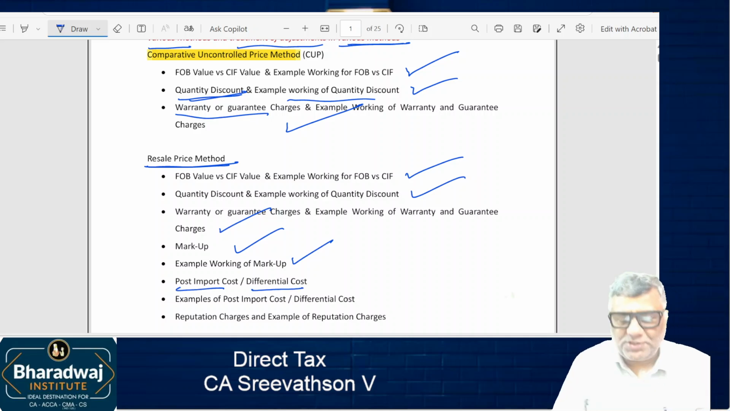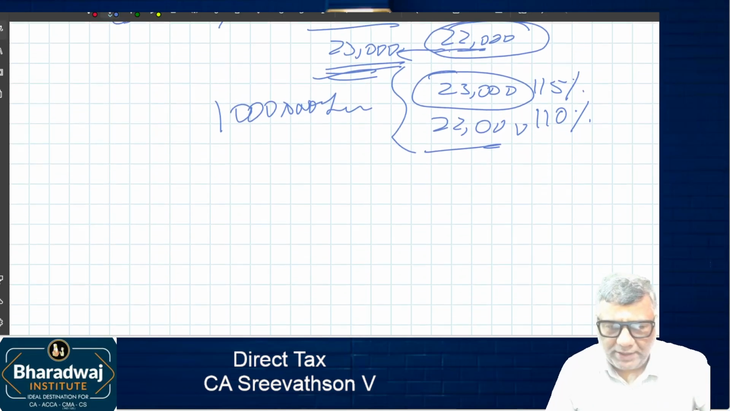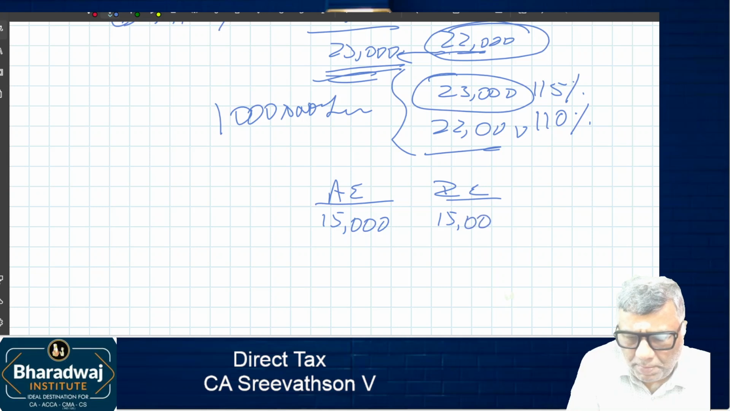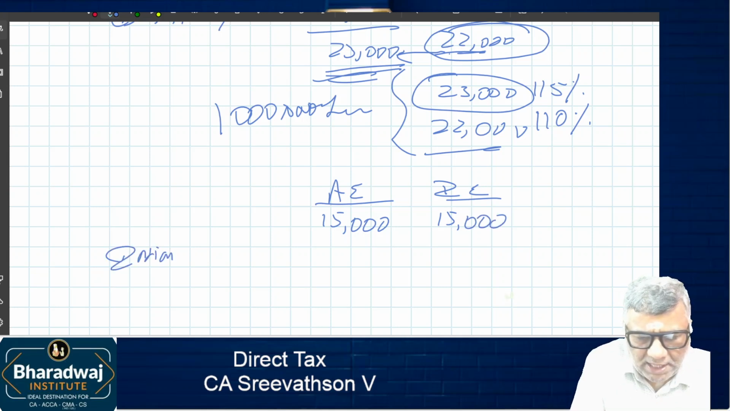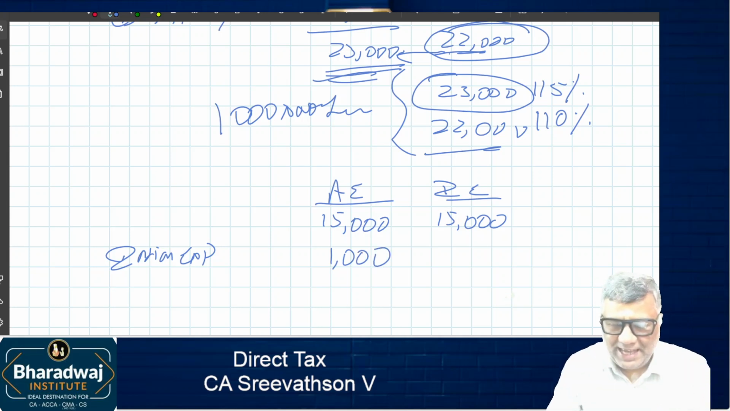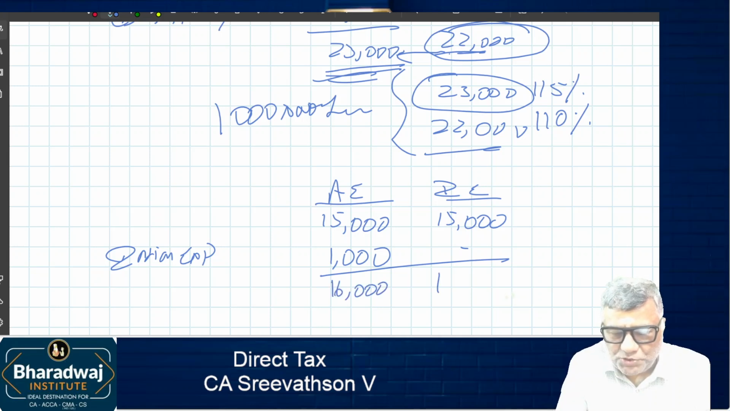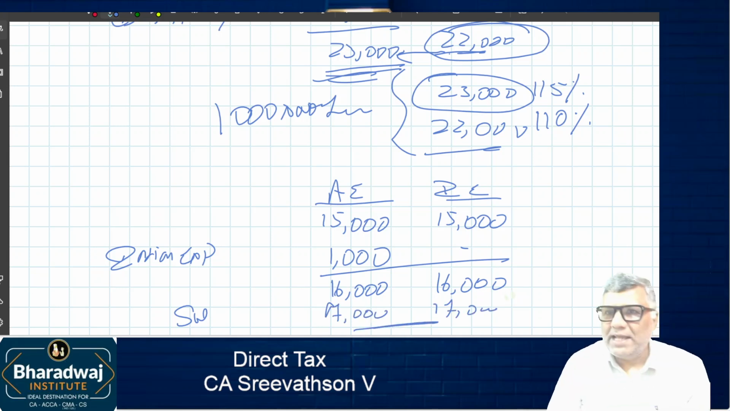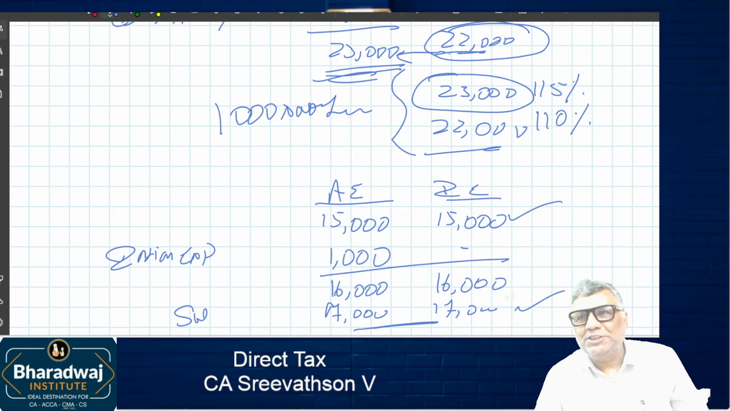Post import cost. From my associated enterprise, I am importing at 15,000. Indian expenses, 1,000 rupees is there, whereas here it is not there. So here my cost comes to 16,000. My sale comes to 17,000. You will say, sir, sale is also the same, purchase price is also the same, why should there be adjustments, sir?